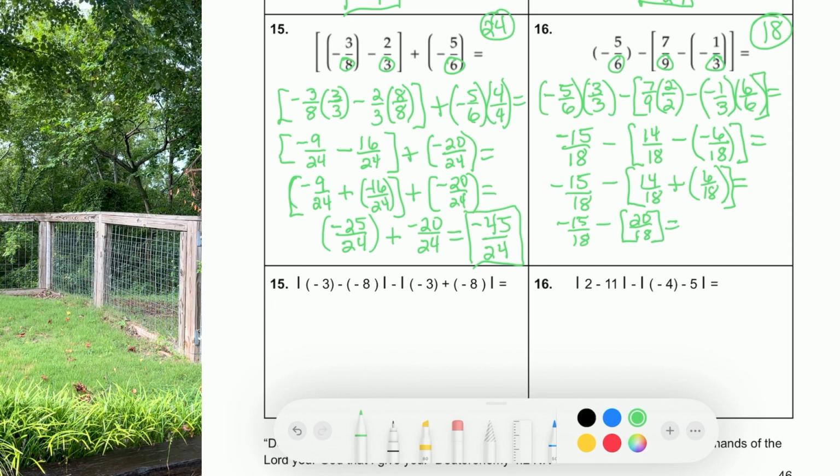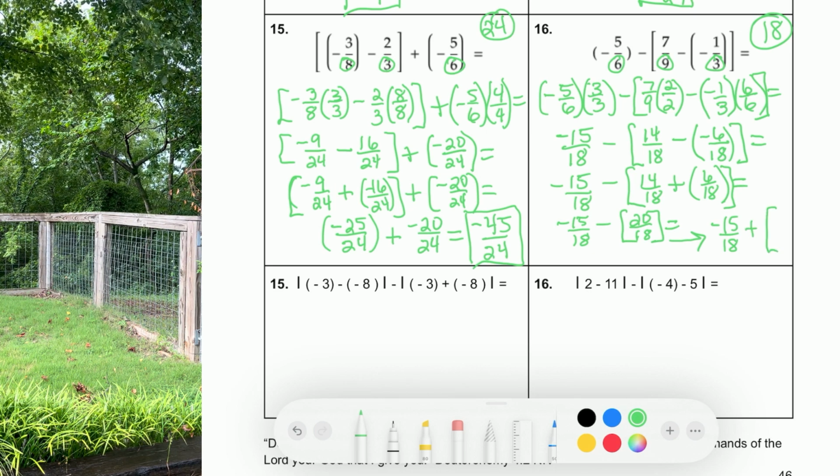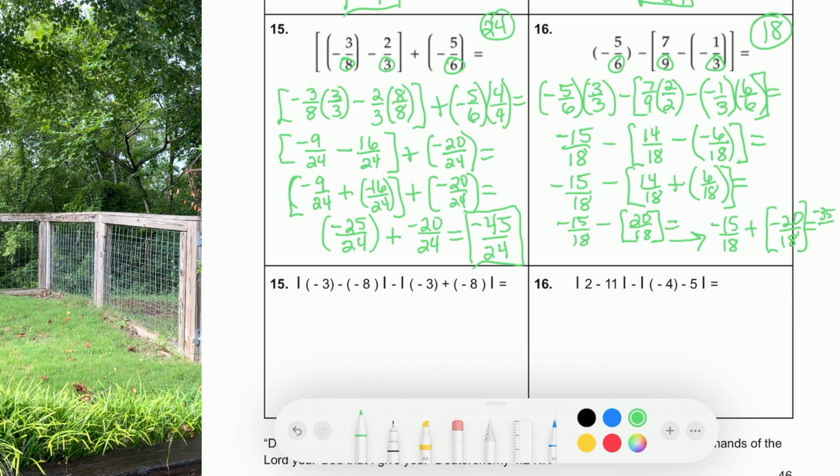We now need to do a keep, change. So I'm going to do that right here. So negative 15 over 18 plus a negative 20 over 18. We have the same signs. We're going to add and keep that sign. So that's going to give us a negative 35 over 18.